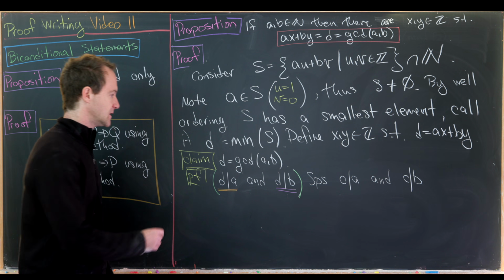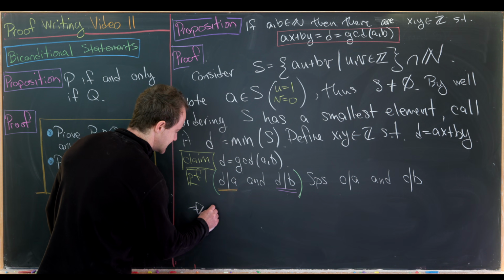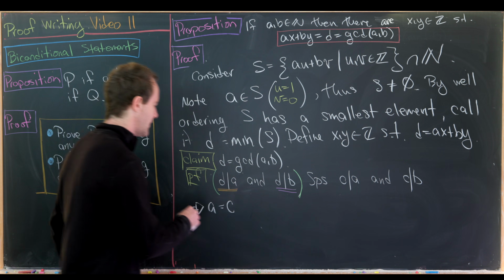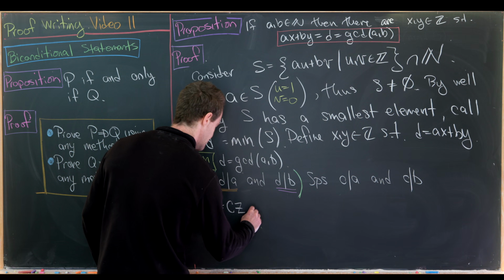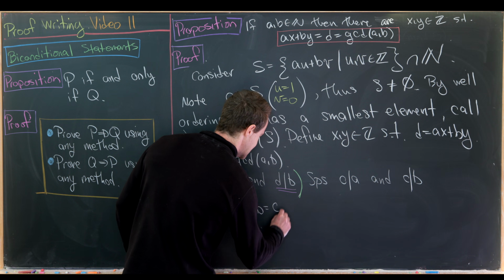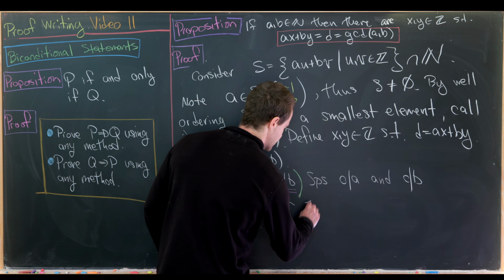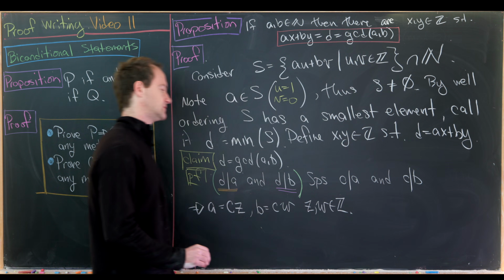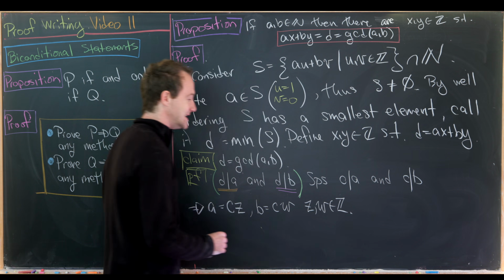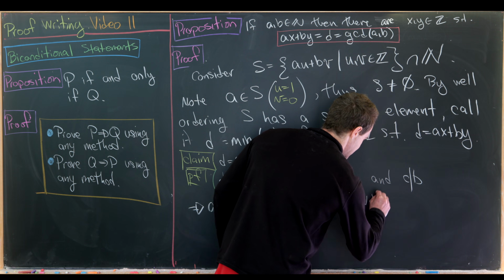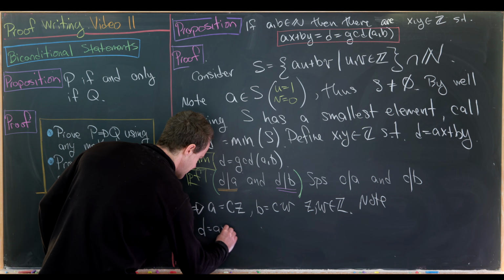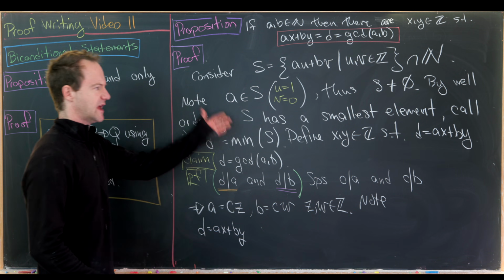Okay, great. But what does that mean? That means that A is equal to C times some number, maybe we'll use the number Z, and then B is equal to C times another number which I'll call W, where Z and W are integers. But now let's look at D. So maybe we'll do the following calculation. D is equal to AX plus BY from what we had up here.